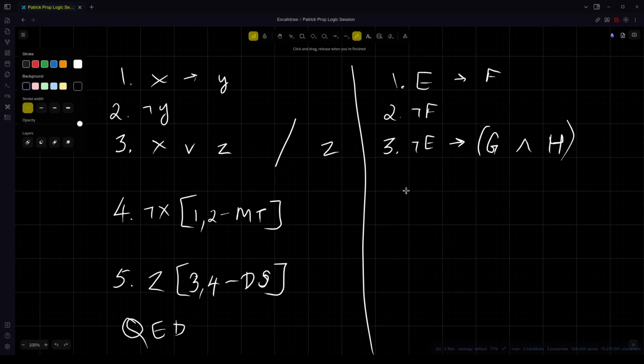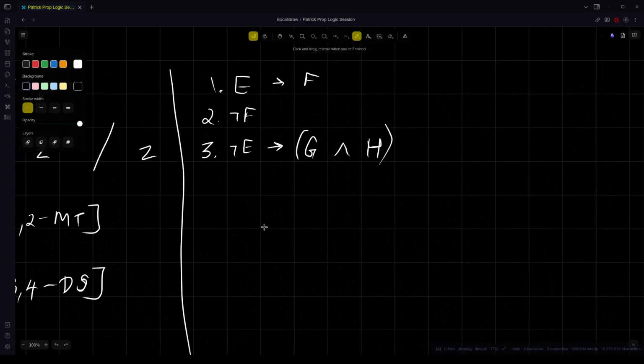And then after that we just got our conclusion. What's the conclusion? The conclusion is just G and H. Okay, so let's do it. And then we create a new premise.